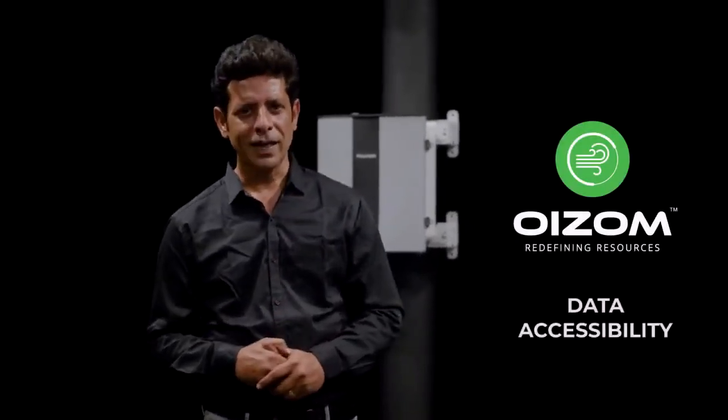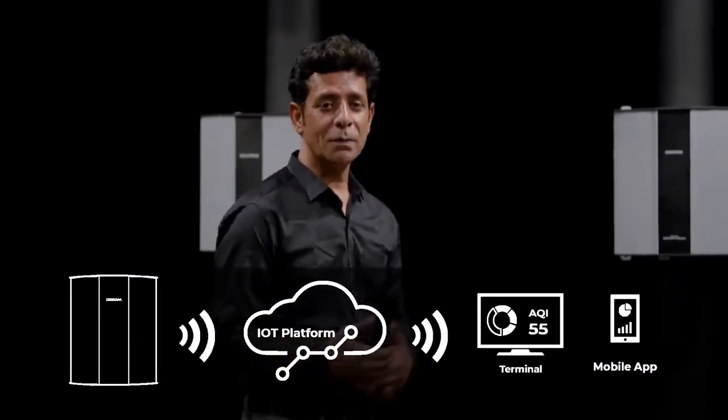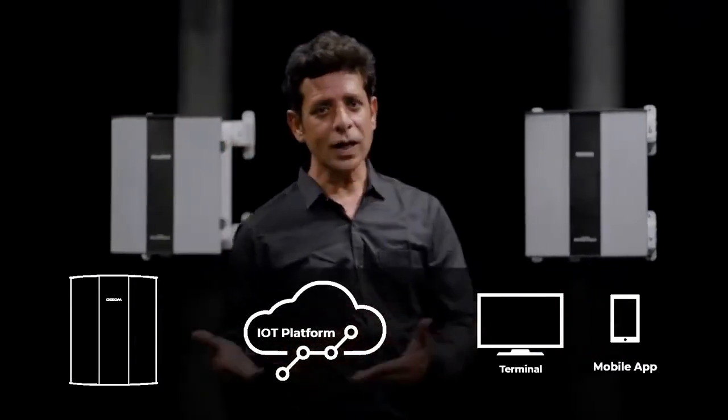Okay, now that you know about different environmental monitoring solutions offered by OIZOM, let's get into the data accessibility part. All the OIZOM equipments are smart and connected systems. It sends the real-time environmental data to OIZOM IoT platform, which can be hosted on OIZOM's or the customer's infrastructure. The data communication is possible using various wired and wireless communication protocols.